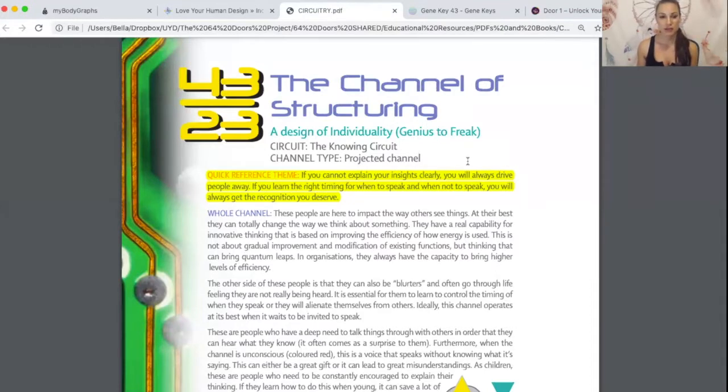This is the channel of structuring, a design of individuality, genius to freak. If you can't explain your insights clearly, you will always drive people away. If you learn the right timing for them to speak and when not to speak, you will always get the recognition you deserve. And we are speaking about timing, but it's also about who you are around, because when you have those spontaneous insights, and the 23 translates them out into the world, it is about being around the people that can actually see how genius they are, and not around the people who are not going to be open to that and feel like you're a freak, although you come with something completely new and fresh that hasn't been spoken before.